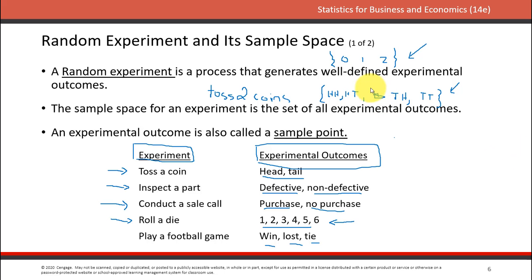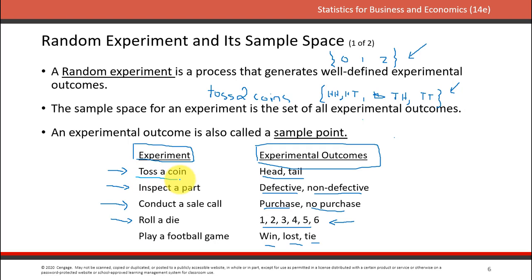So let's just read the rest of this screen. They say random experiment and its sample space. A random experiment is a process that generates well-defined experimental outcomes. So these are the so-called random experiments.